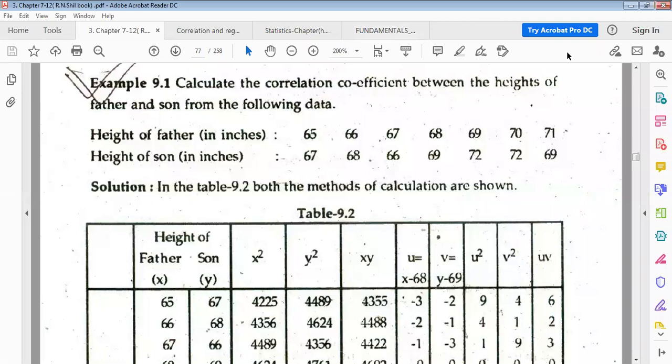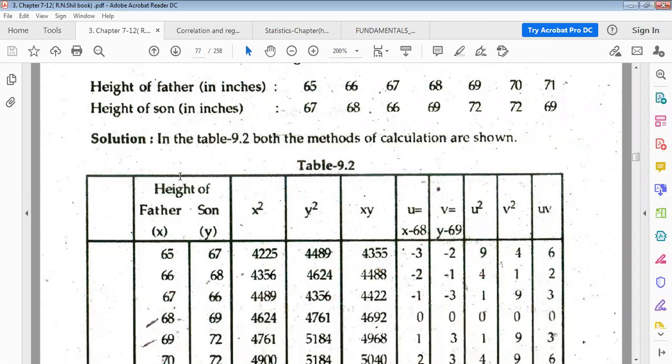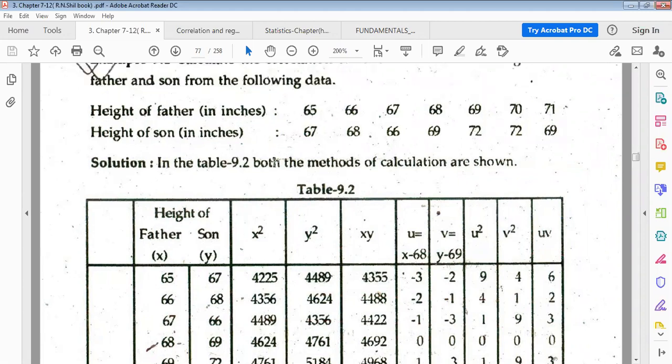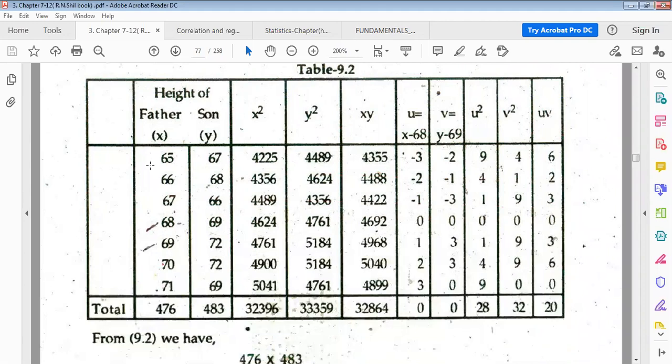Okay, now try to solve another problem. Calculate the correlation coefficient between heights of father and son from the following data. Height of father is this, and height of son is this. Correlation and regression analysis are a little different, but there is a relationship between them. First of all, we are studying correlation. So father will be the x variable and son will be the y variable. Taking x square, y square, and xy as individual multiplication, we get this column.